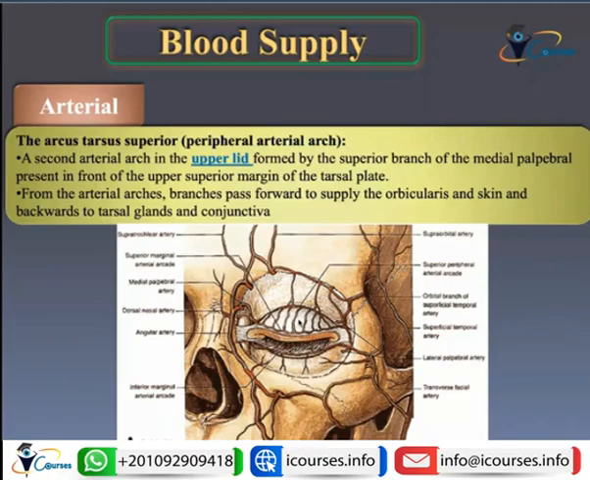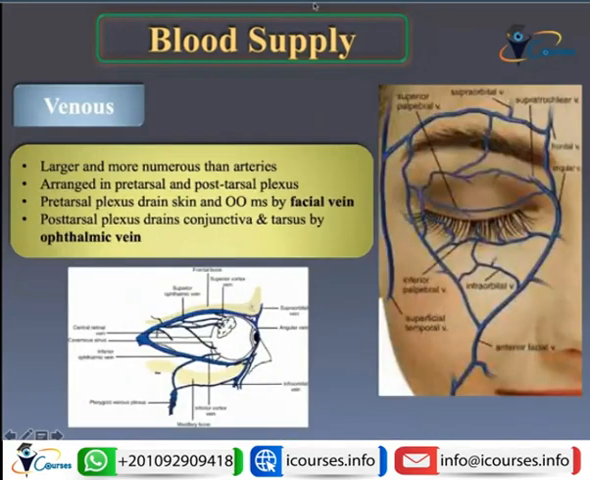So how can they do so? This is done by perforating branches that perforate anteriorly to supply the orbicularis oculi and the skin, and perforate posteriorly to supply the tarsal gland, or the posterior lamella in the form of tarsus and the conjunctiva. And this will be discussed in more detail later on.